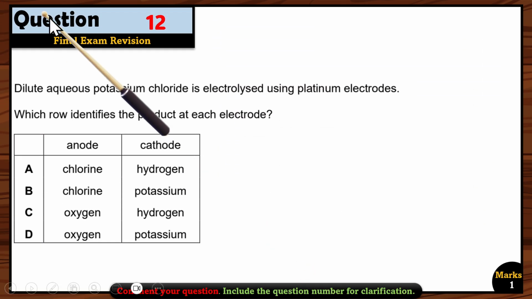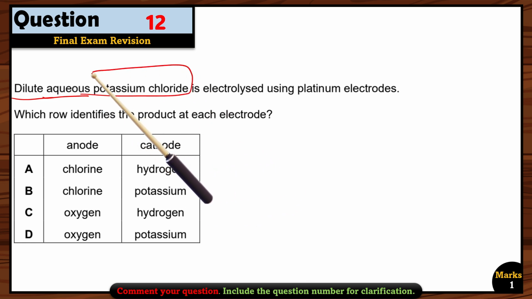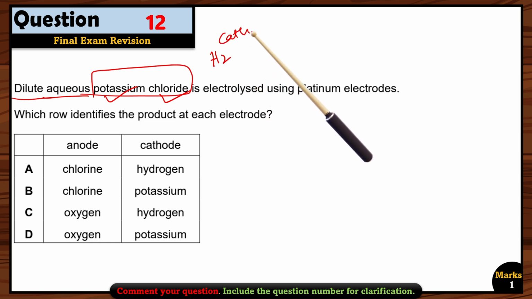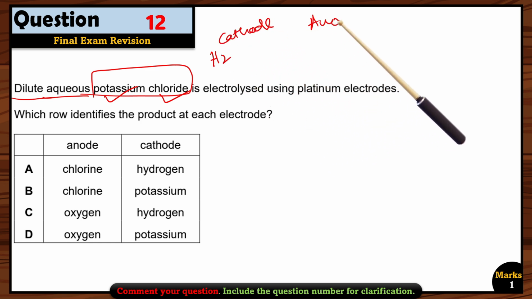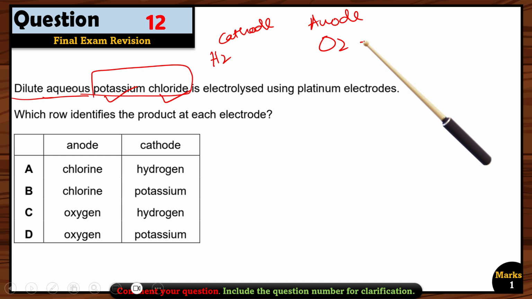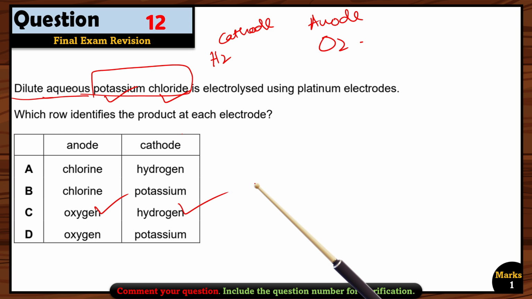Question 12. Dilute aqueous potassium chloride is electrolyzed using platinum electrodes. Which row identifies the product at each electrode? So again we have an aqueous solution and it is dilute. So you are not going to get anything from potassium or chloride, right? At the cathode you are going to get hydrogen, and at the anode you are going to get oxygen. Can you see hydrogen and oxygen here? At the anode it's oxygen, and at the cathode it should be hydrogen. So option C is again the right option.